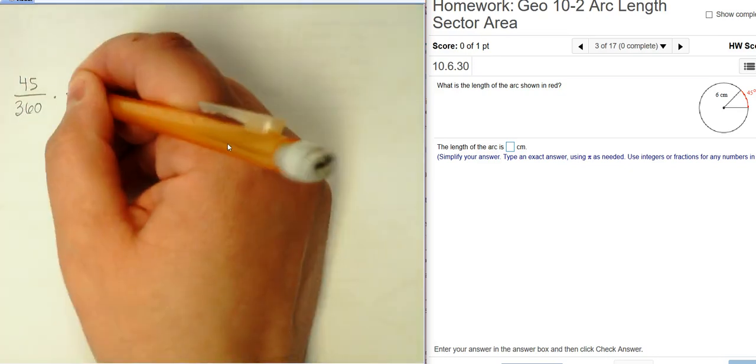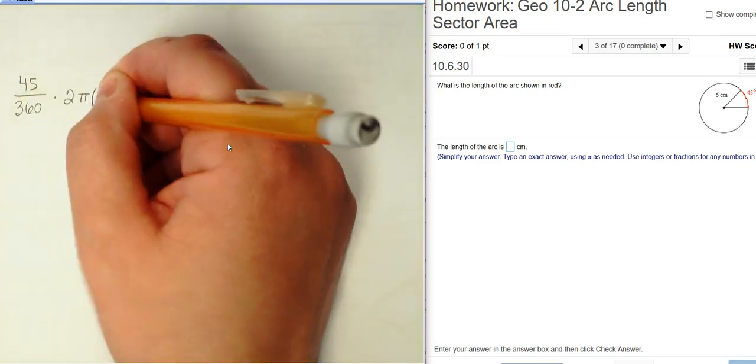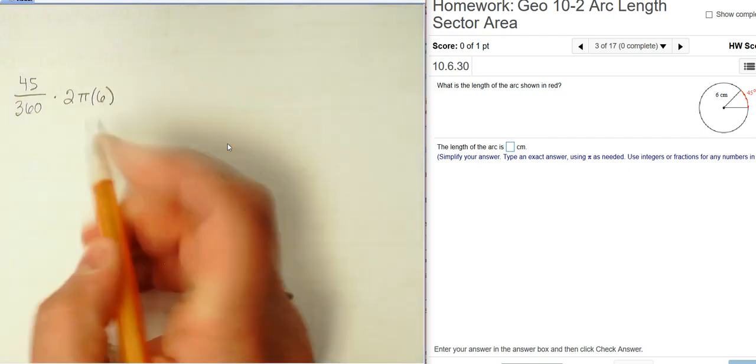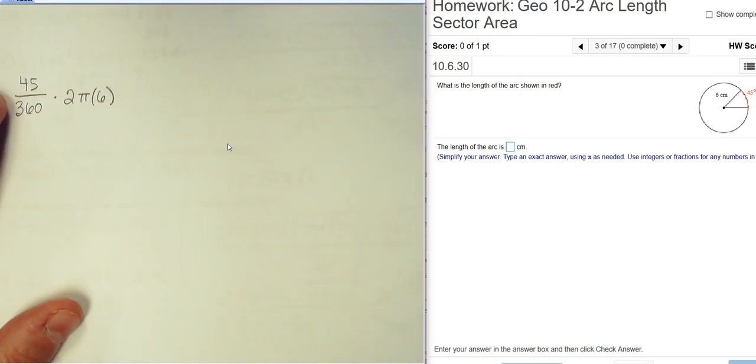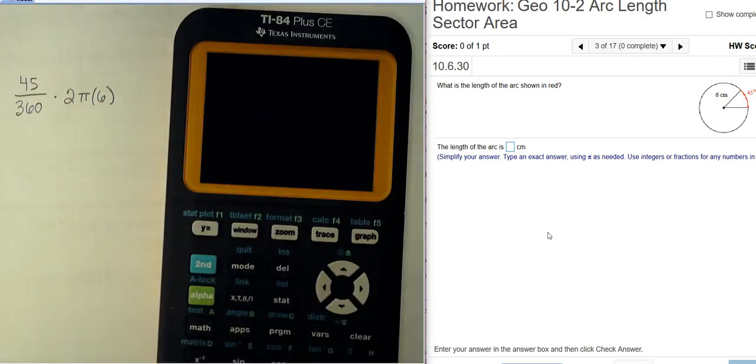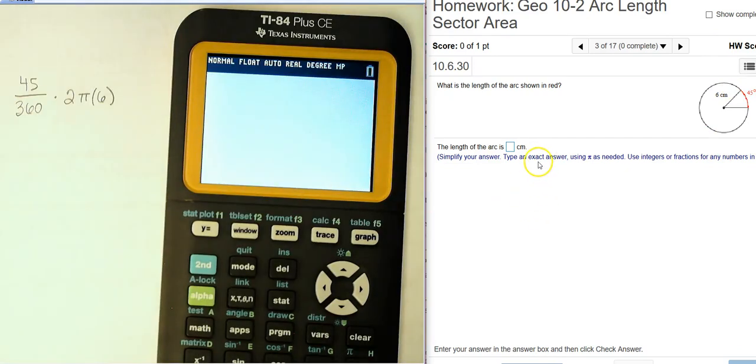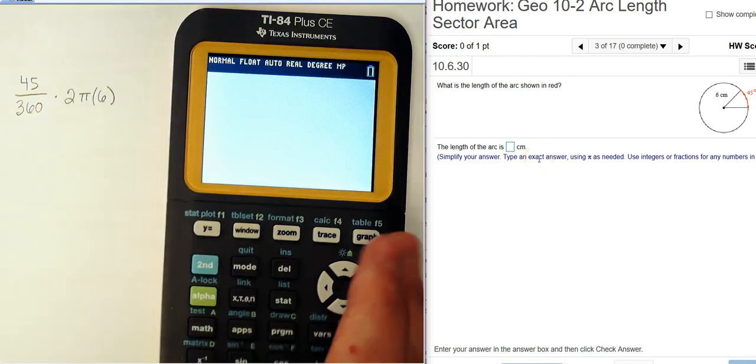Now, if I wanted to do the whole circumference, we would do 2 pi times the radius. This right here would give me the entire circumference, and when I multiply it by that fraction, it'll just give me that red part. Okay, now this says type an exact answer, so that wants us to leave it in terms of pi.